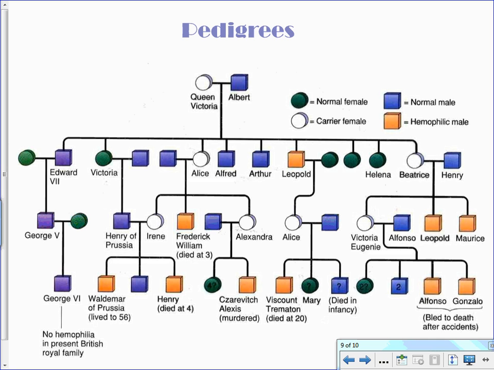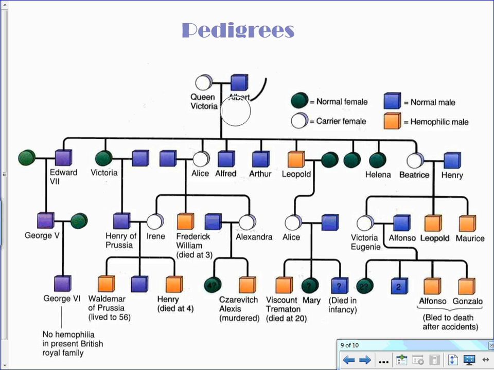Hello, this is a video tutorial to help you figure out how to use and read and create a pedigree chart. A pedigree chart is a map of several generations of living organisms, and it tracks traits through those generations. When you use a pedigree chart, the squares represent males and the circles represent females.